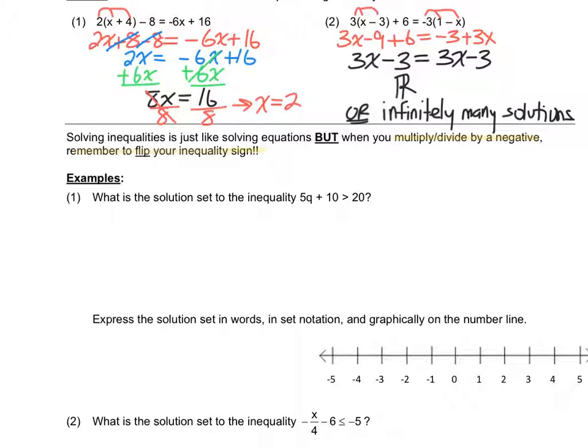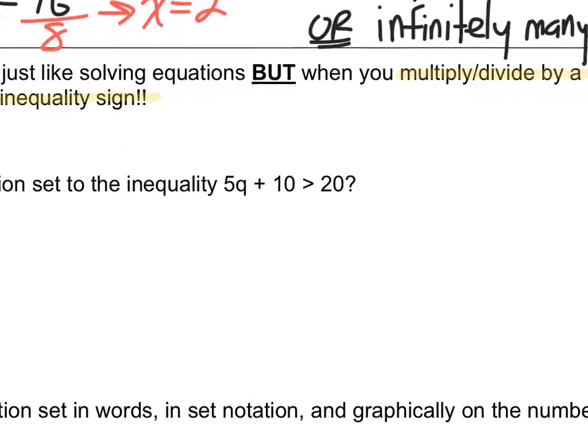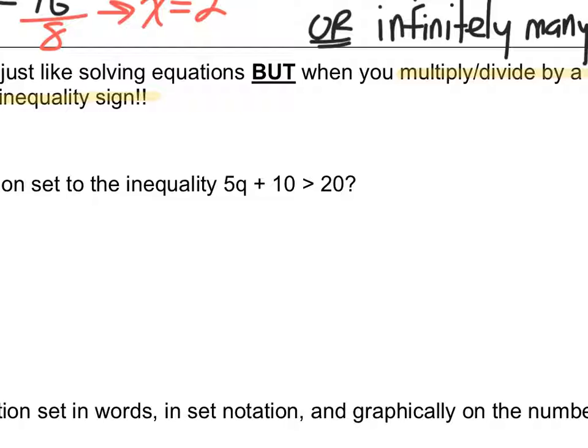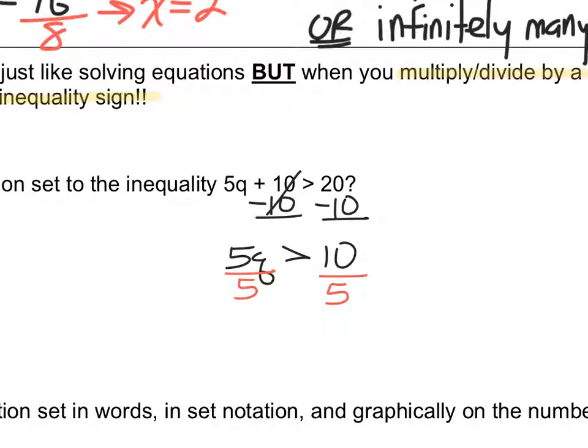With all that stuff in mind, the process is pretty straightforward. I'm going to subtract off the 10. 5q is greater, not equal, but greater than 10. Divide by 5. So I get q is greater than 2.